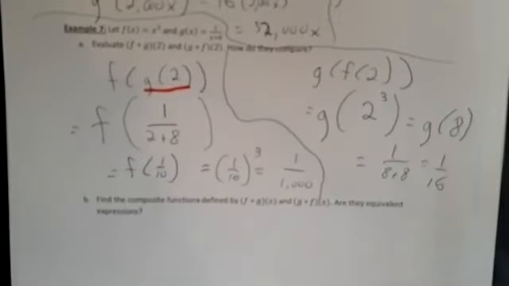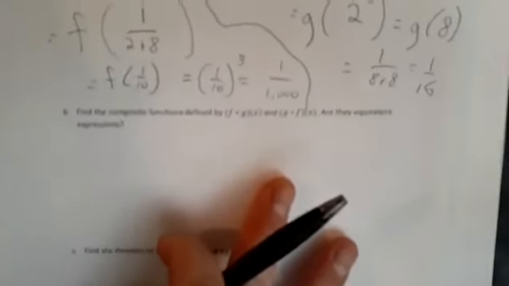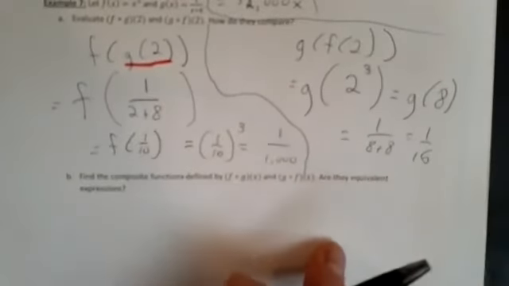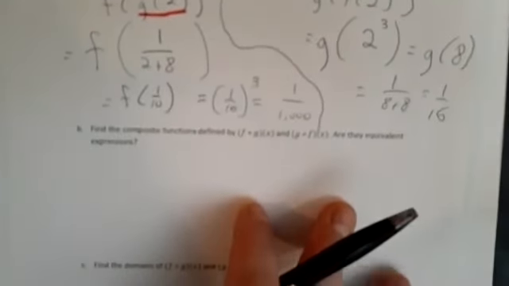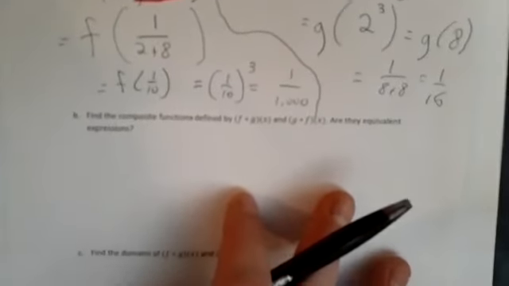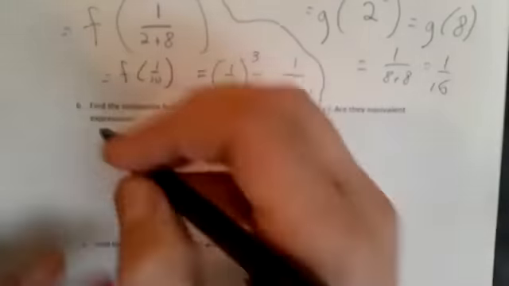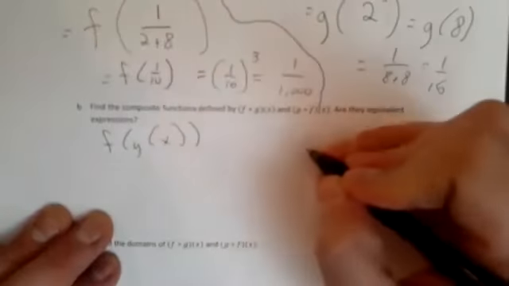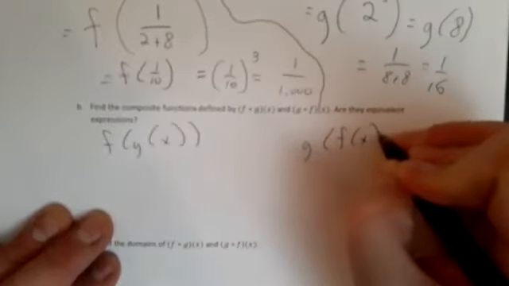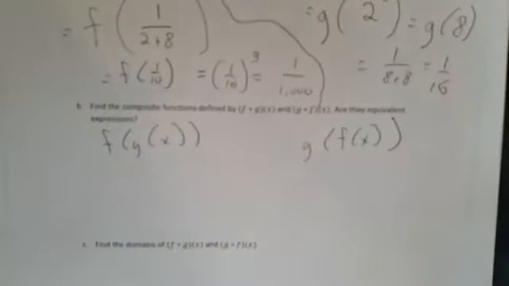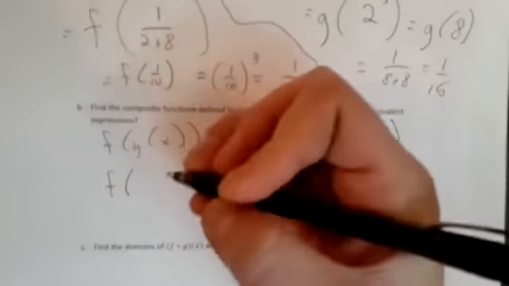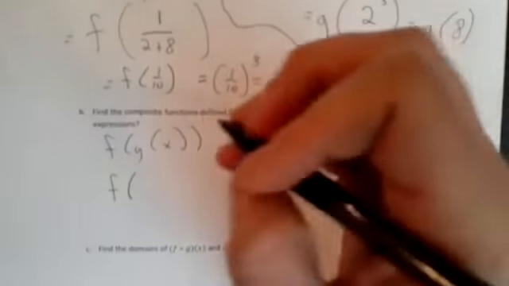And so you might notice, are those the same thing? 1/1000th and 1/16th is definitely not the same number, right? And so if we want to find the composite function defined by f of g of x and g of f of x, so we want to find f of g of x, and we want to find g of f of x. So I want to find a symbolic representation for these things. So my g of x is represented by 1 over x plus 8.